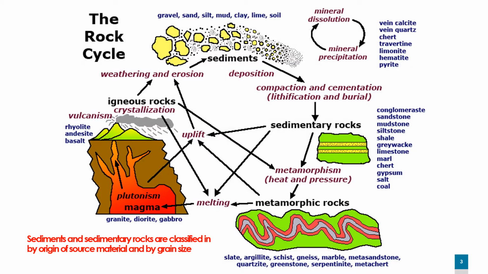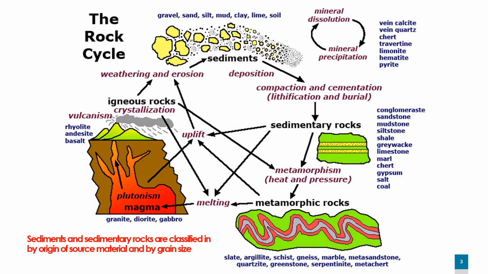The rock cycle plays a huge part in that process. This image here is basically just showing you an example of how the rock cycle is completed. And sediments and sedimentary rocks are classified by origin of source material and by grain size.